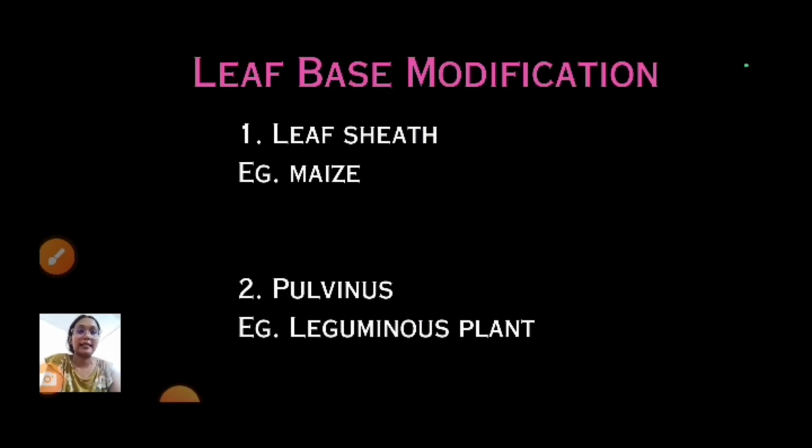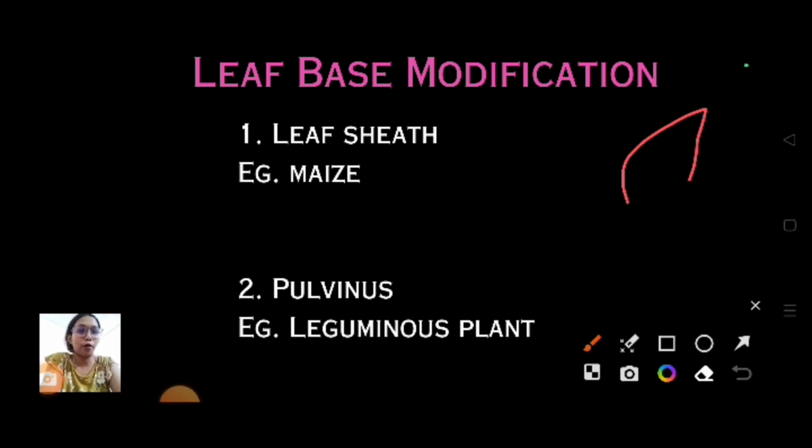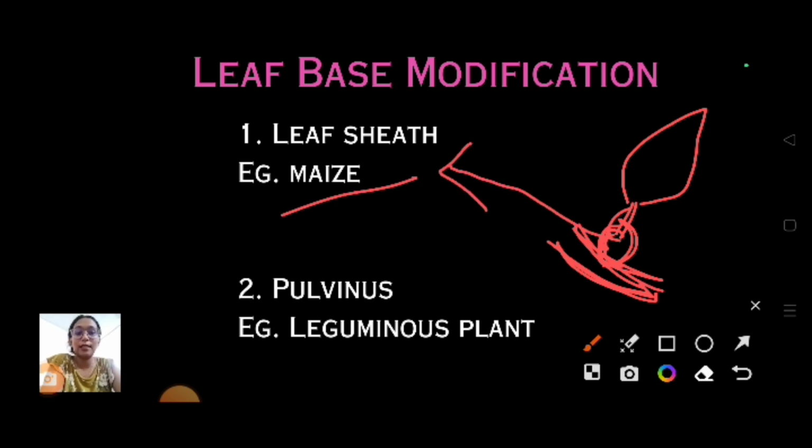Then moving on to the next slide. Let's see some leaf base modifications. We have already seen how the leaf along with the petiole is attached to the stem, so let's see some modifications. In the case of a leaf sheath, the petiole modifies to form a sheath-like structure, a thin sheet, which is attached to the stem. You can see this in the maize plant.